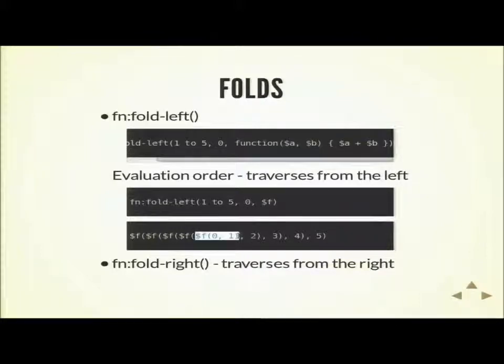What's going to happen is initially it's going to be called with the seed and the first of the items. Then it's going to take that result and use that as the first parameter, and it's going to call that with the second of the items. Then it's going to make that the first parameter and call it with the third item, and so forth. It expands out in that direction. There's also a fold right that goes in the other direction.